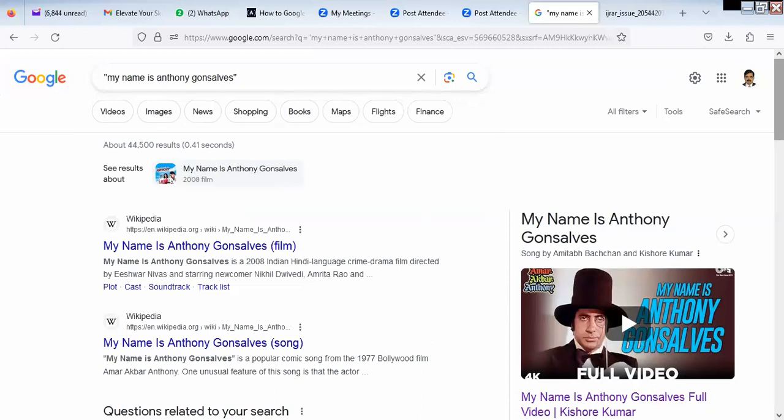It will give results, but my requirement here is that all things should come. My should come, name should come, is should come, Anthony should come, and Gonzalez should come. All this sentence should come. That is my requirement. So when your requirement is very exact, then you write this. You write it in quotes.